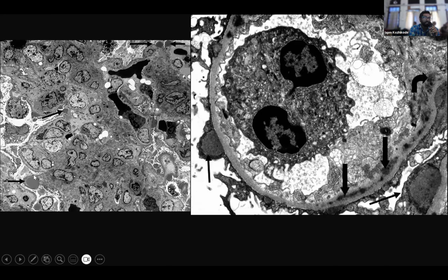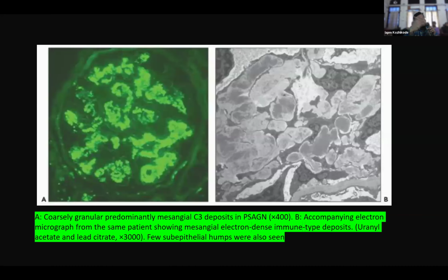Okay, large deposits in the subepithelium. And if you look closely, these arrows are also pointing to very tiny deposits that are remaining in the subendothelial space. So this is the spectrum of features you are going to see in an acute inflammatory response in the context of glomeruli, that we are going to call IRGN or post-streptococcal, whatever you want to call it.